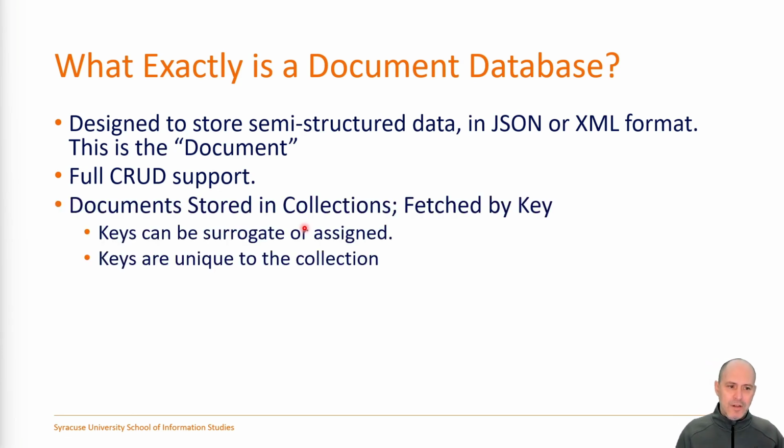Documents are stored in what are called collections. And these collections, like just about anything else that we have out there in the database world, are fetched by a key. So there is a key that you can either set, or you can have what's called a surrogate key, like we learned in the other relational database class, IST769. You have this surrogate key that is generated by the system. And the keys must be unique to the collection, just like the keys must be unique to the table. And so in a way, a document database is a lot like just any other database where you have to reference the data by its key.